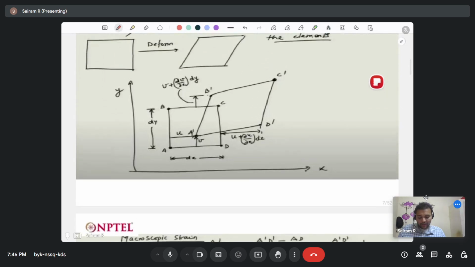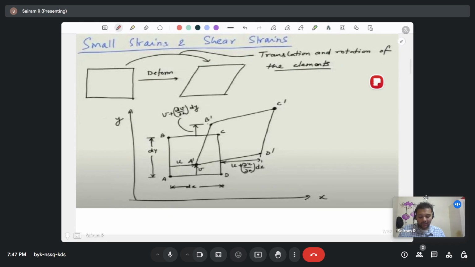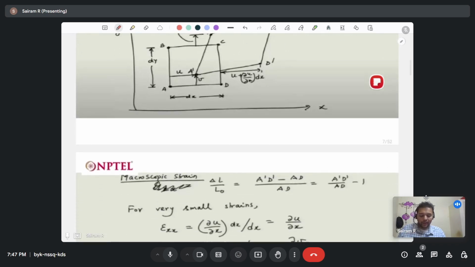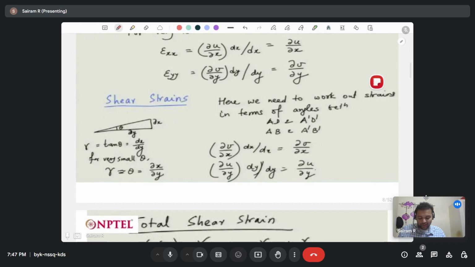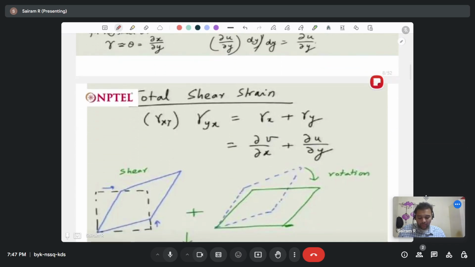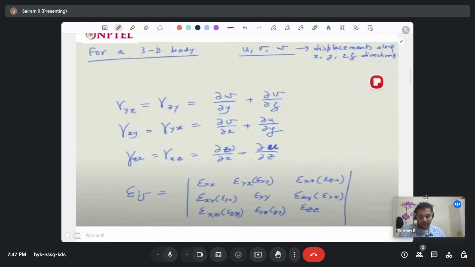After this we started talking about what happens when we apply very small strains, and when we have an addition of an element called shear strains in the system. How do we apply transformation of axis to the small strains and shear strains? What are going to be the values? What is going to happen in the case of a 3D body?